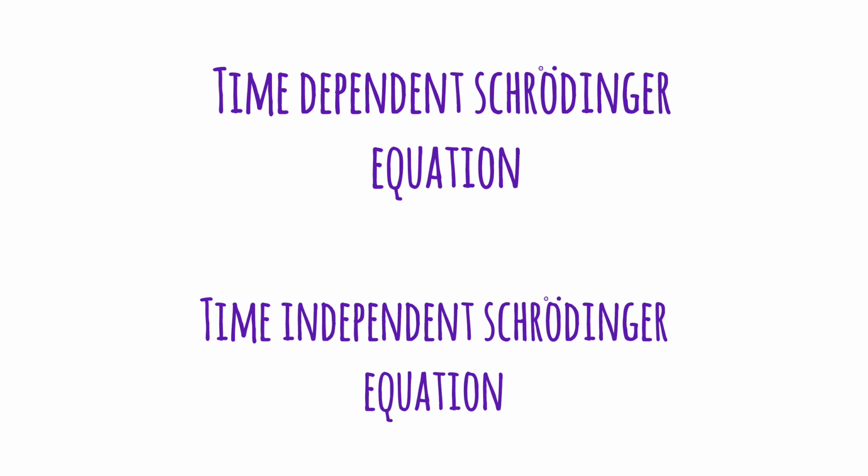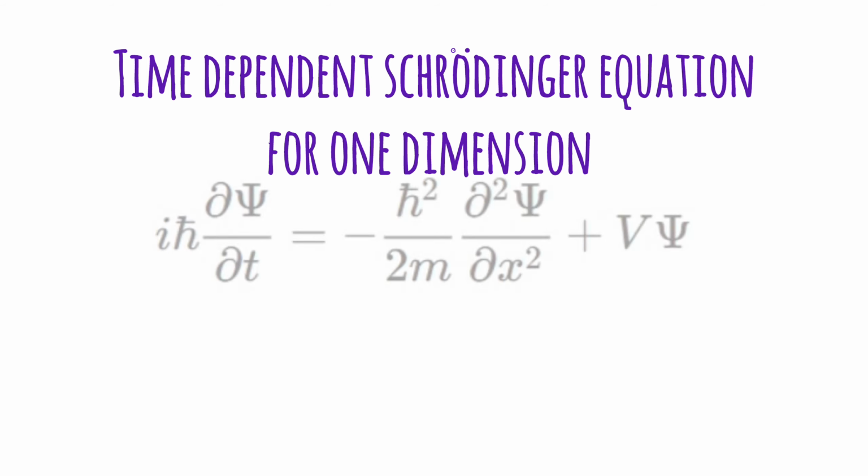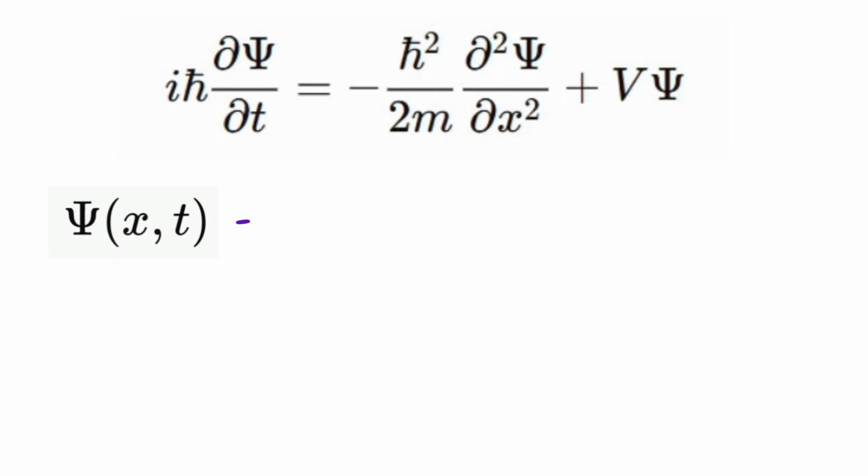The time-dependent Schrödinger equation for one dimension is given by i ħ ∂ψ/∂t equals minus ħ² upon 2m into ∂²ψ/∂x² plus V into ψ(x, t).